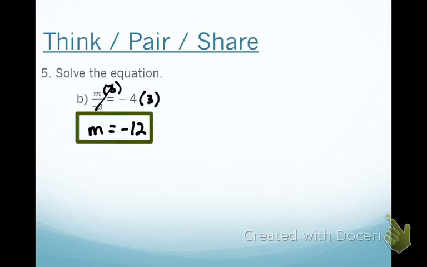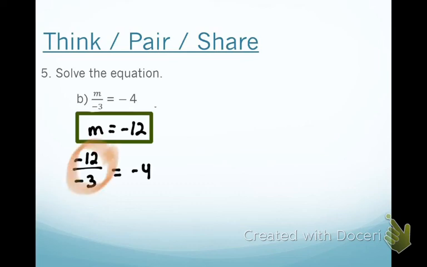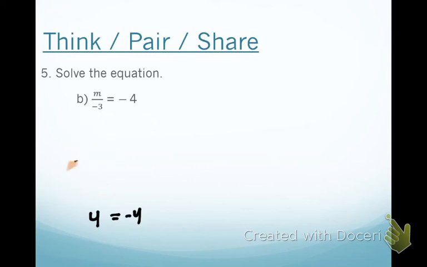However, if I plug the original problem in, okay? Now the original problem, I'll erase this so you can see it, looks like this. M divided by -3 equals -4. If I plug in that answer, and we see that it says -12. Guys, what is -12 divided by -3? +4. Is this a true statement? +4 equals -4. Yes or no? No. So that tells me something went wrong, and I need to go back and double check what I did wrong. Who can tell me what I did wrong there?